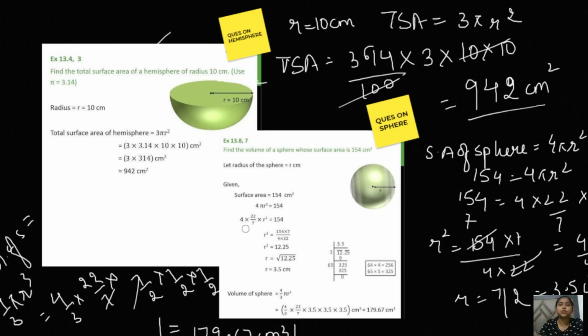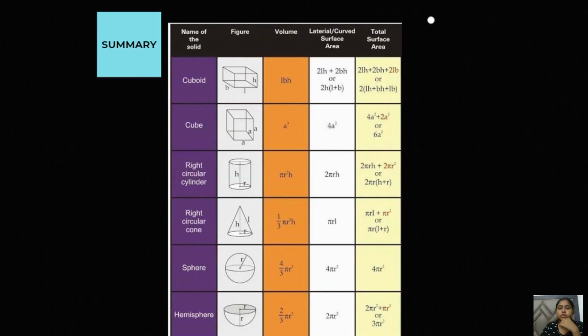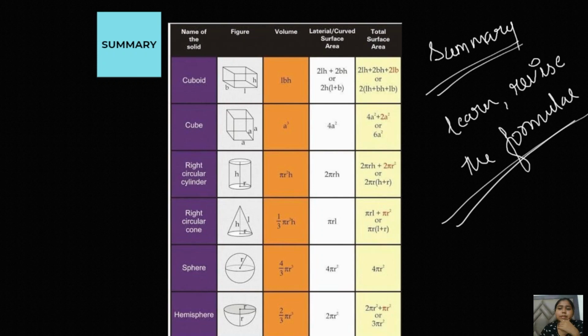Now let's move to our next slide, that is our last slide for this chapter or this unit, mensuration. Basically it is a summary, a glossary for you people to learn and revise the formulas. You just have to revise and learn the formulas, and then you will be all set to do all the questions. I have mentioned all the 6 shapes here that are in your syllabus.